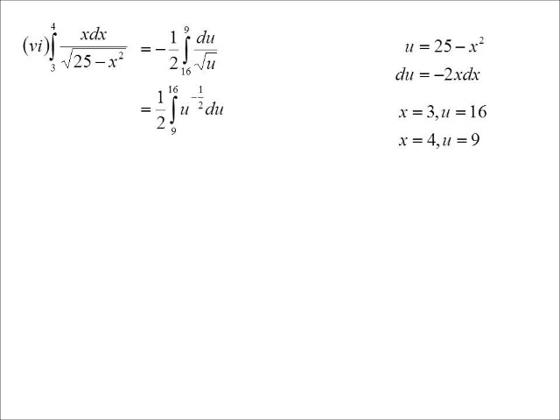It becomes minus a half du on root u. du on root u is 2 root u. Watch, this is how we get there. u to the minus a half, add 1 to the power over the power, you get your root u, or u to the half. So root 16 minus root 9, which is just 1.